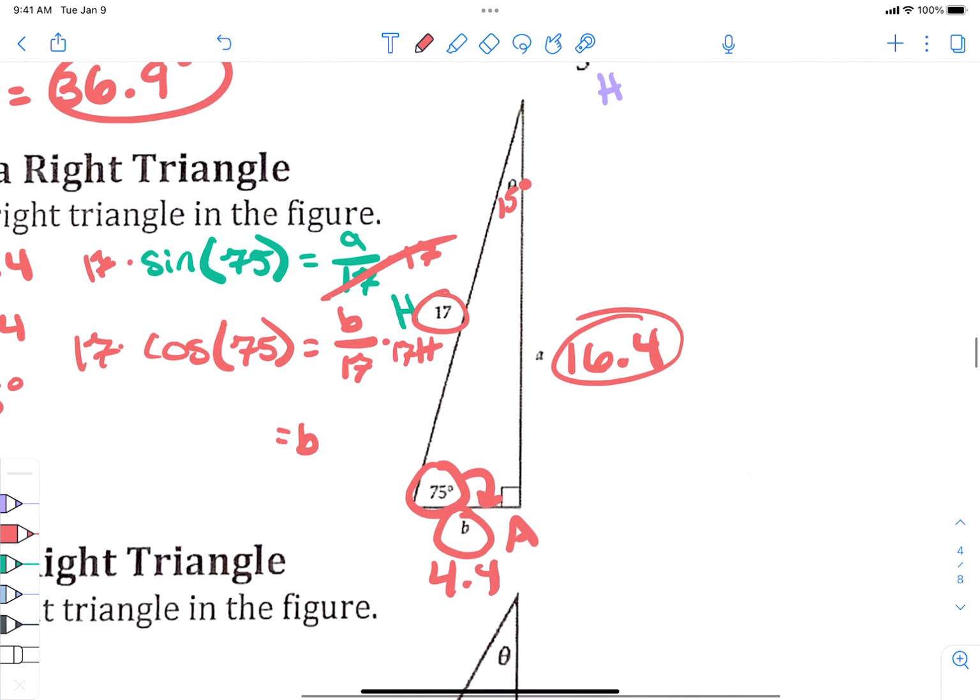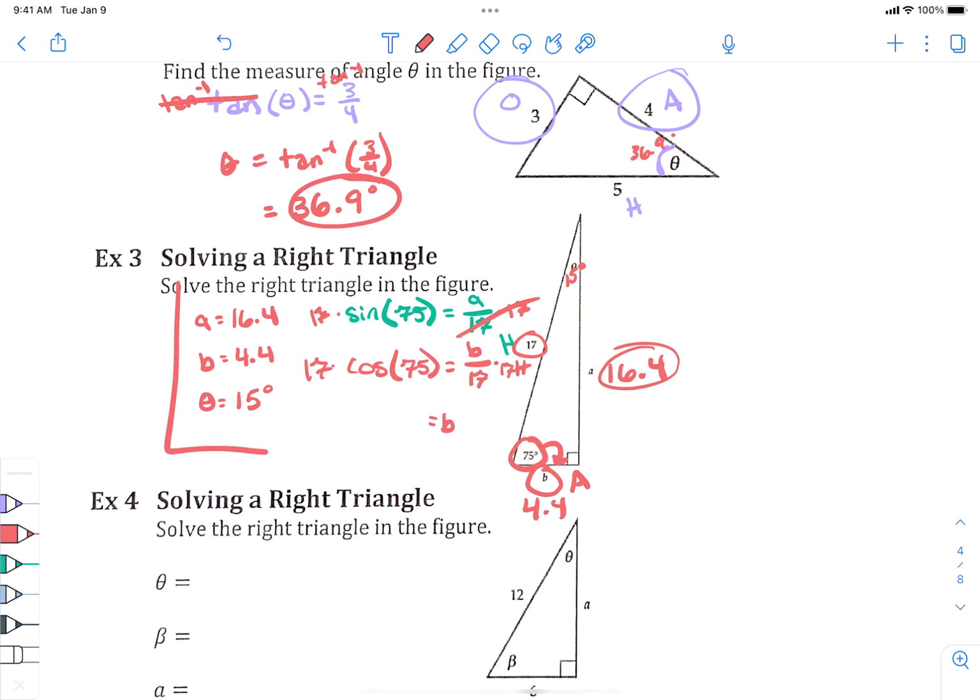4.4, okay? 75 is opposite 16.4. 15 is opposite 4.4. Does that seem reasonable? Sure. The small angle is opposite the small side, the big angle is opposite the big side. Did I tell you that in geometry? Maybe, probably. Okay, there you go. Those are the things that we don't know. That's what we're solving for.